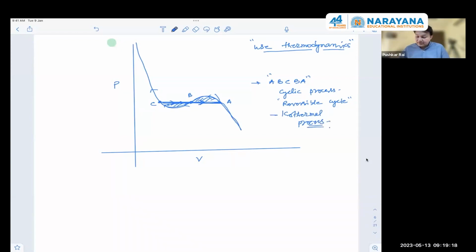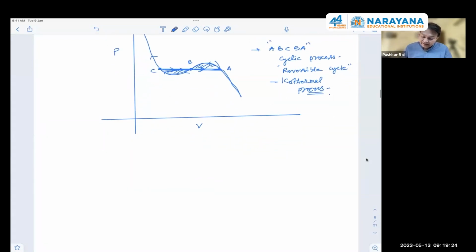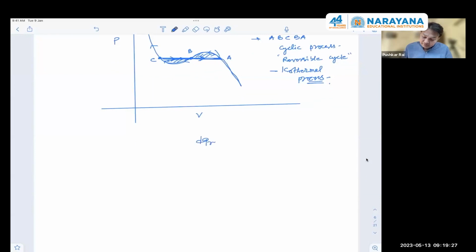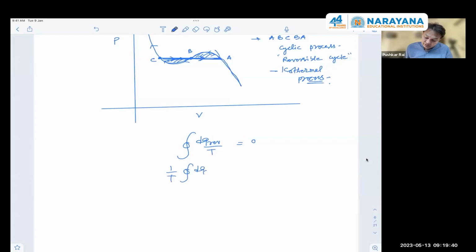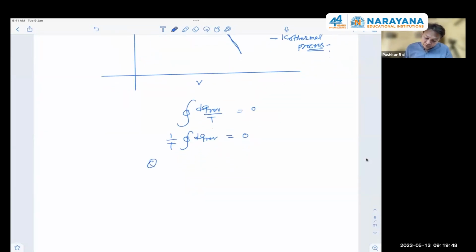So it is a cyclic process, it is a reversible process, it is an isothermal process. In an isothermal process, everyone knows that the integral of dQ reversible by T is equal to what? 0. Do you agree? Yes, sir. So if this is 0, then dQ reversible is also 0. Do you agree? Yes, sir. Which means Q reversible is equal to 0. So if Q reversible for a cyclic process is 0, which means W net is also 0.